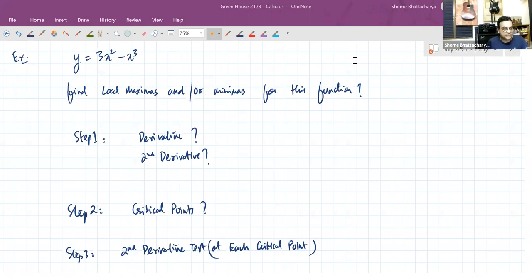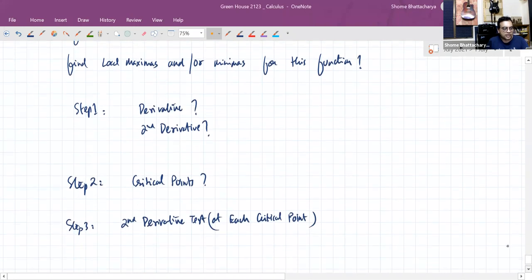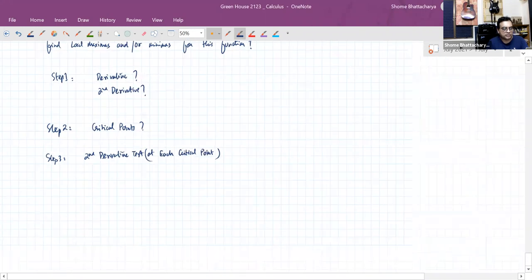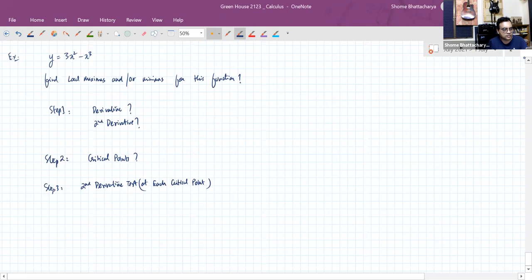Okay, so people, let's analyze this question. Very good. That's correct. It will have a minima at the point zero, right? And have a maxima at the point two, I think. Yes. Local minima and local maxima, that is. So let's do each of these steps.